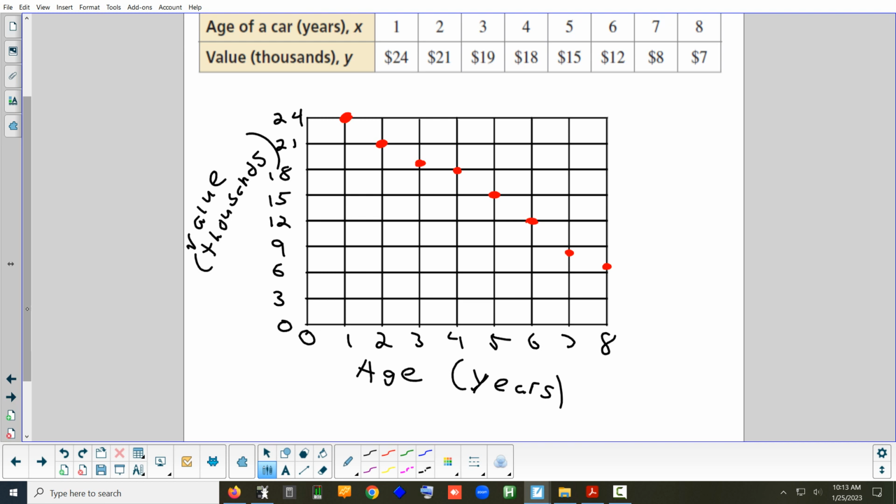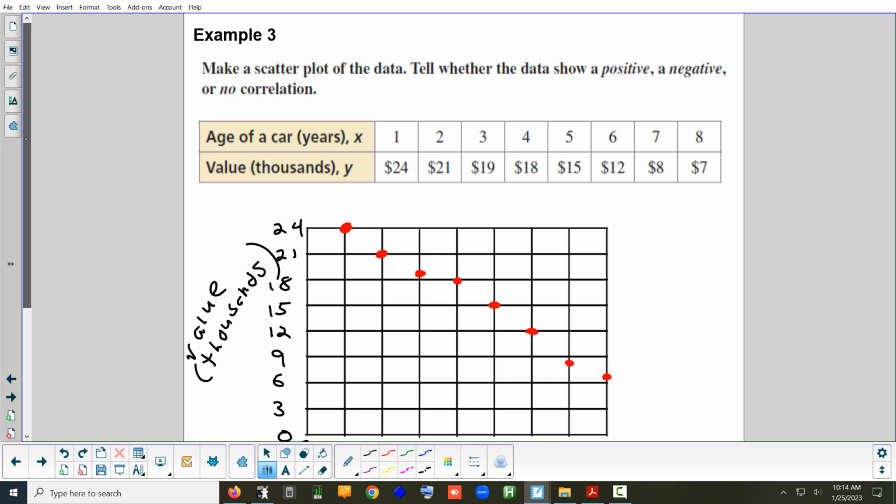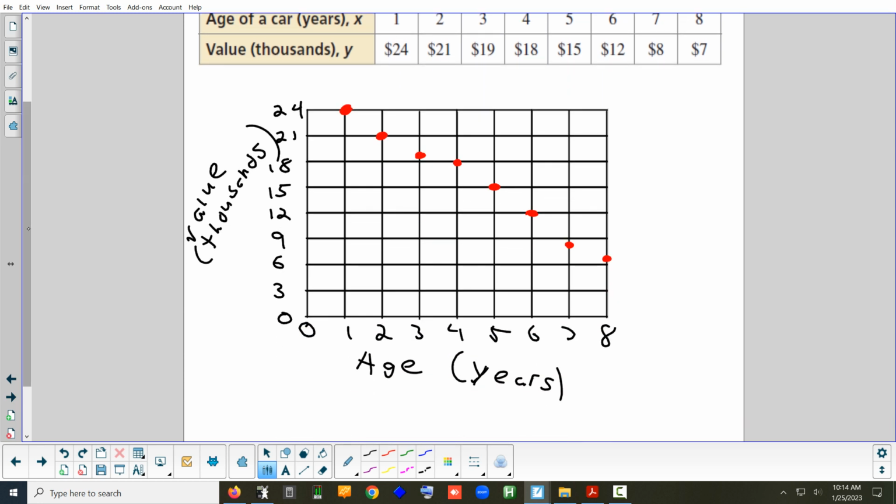What do you think? Does it look like there's a correlation here? We'll start with that. Either a yes or no. Lexi? Yes. It definitely looks like there's a correlation. And would you say it's a positive or a negative? Yeah, that's a negative. Because as the age goes up, value is going down.